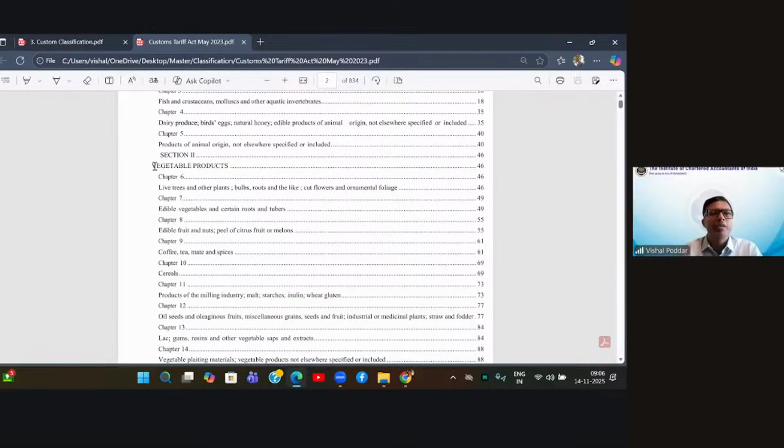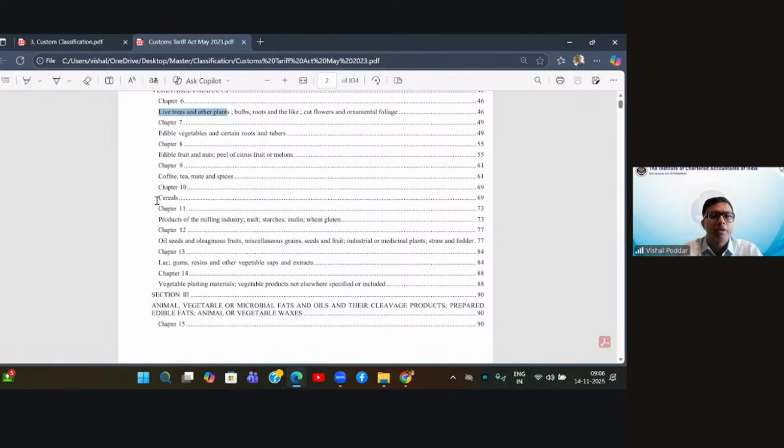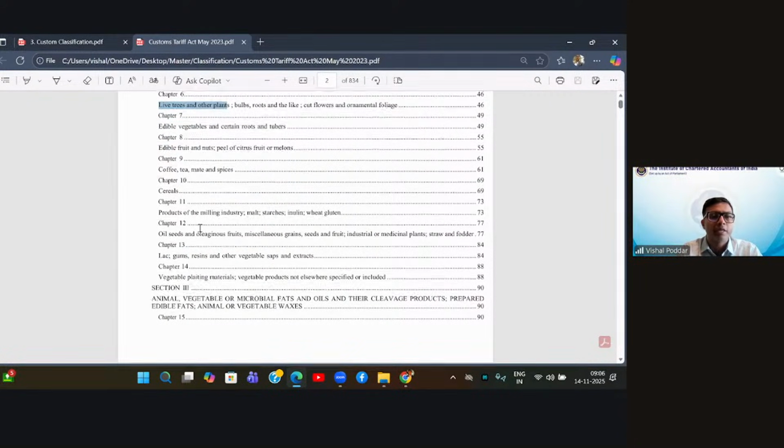Now section 2 heading is vegetable products. Also remember, I have already given you the broad idea how these 98 chapters are made: from very raw to very sophisticated. So in the initial sections, you will have all things which are in the very raw form. So section 2 is vegetable products. Now you'll have live trees. You will have edible vegetables. You have edible fruits. You have coffee, tea, again in the raw form, not the processed coffee and tea. That is in later chapters. Then fruits, coffee, tea, cereals, etc.